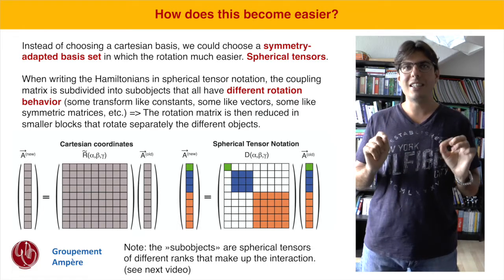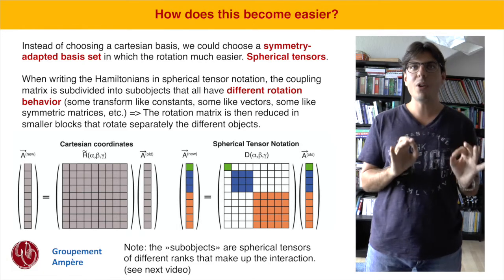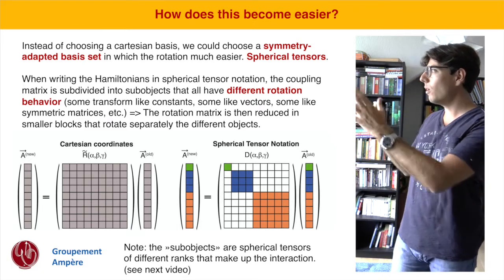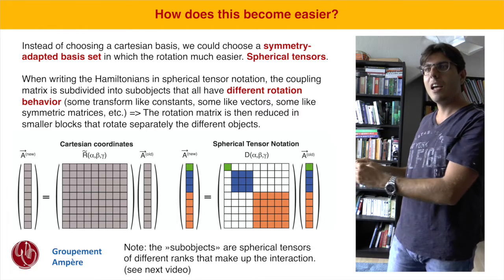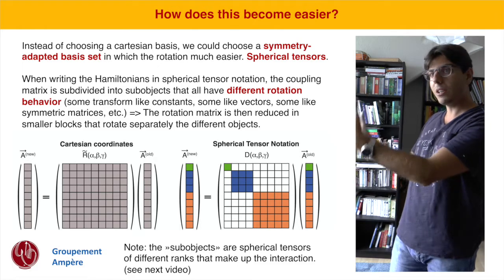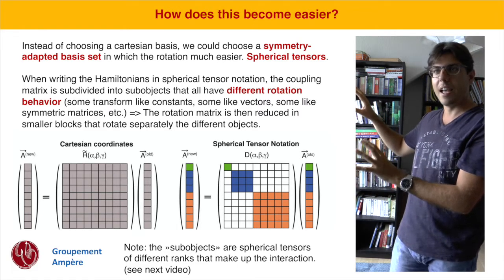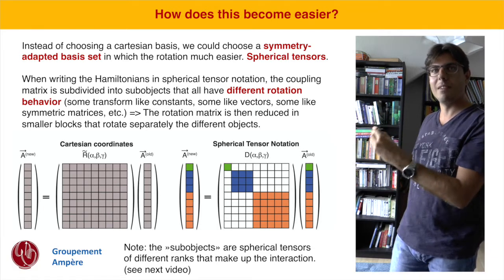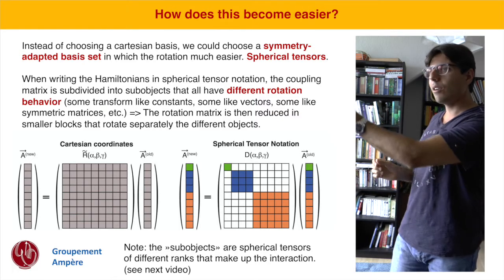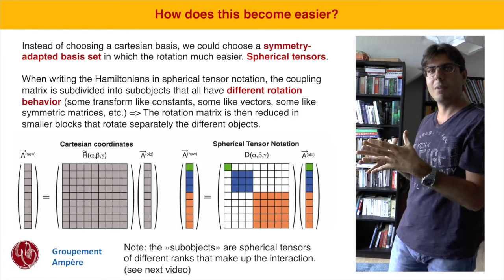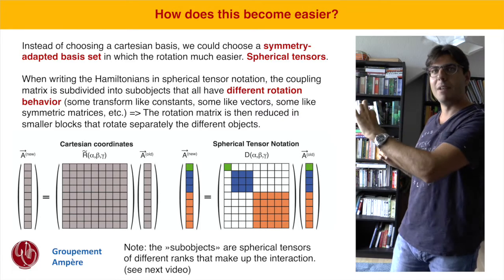So you can imagine that when you choose to use a spherical notation for your Hamiltonians, we get from this horrible 9 times 9 matrix times our 1 times 9 vector to a much simpler block diagonal form of our matrix, where we have a lot of elements that are actually 0, so a lot of elements that we don't consider. And you see it here by the color coding. Each of these sub-blocks of our rotation matrix will rotate a different part of our coupling matrix.